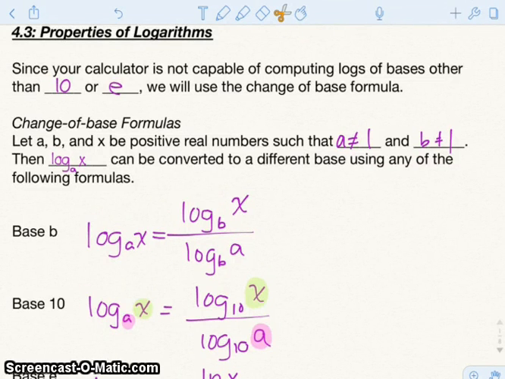4.3 looks at properties of logs. Since our calculators aren't capable of computing logs other than base 10 or base e, unless you have a higher tech calculator, we're going to learn how to use a change base formula that will allow us to enter any log into our calculator.